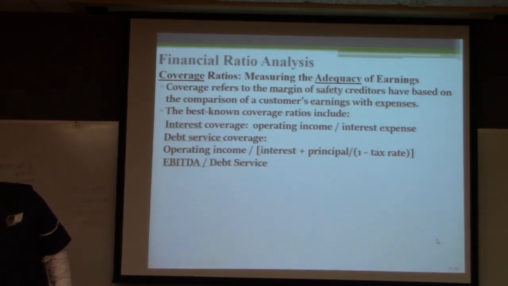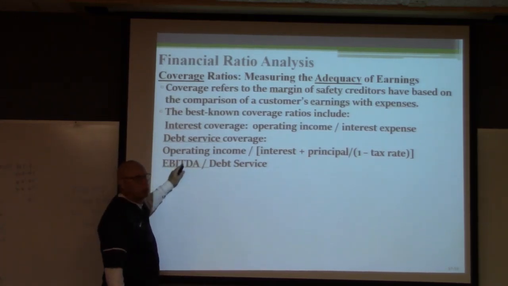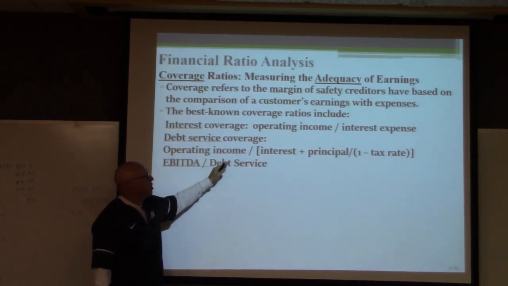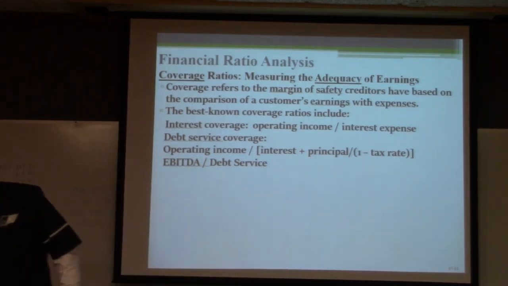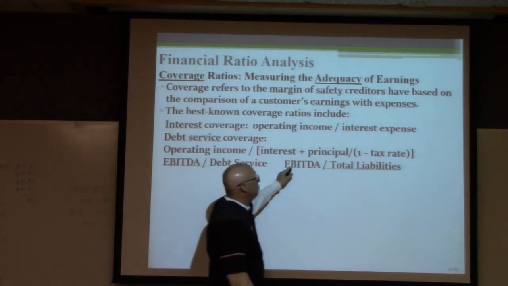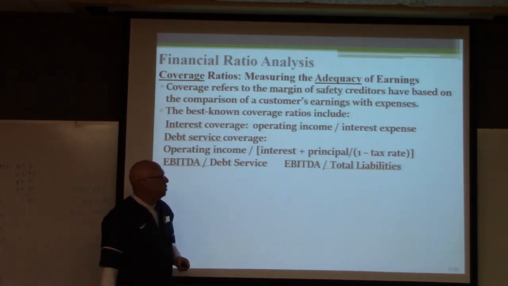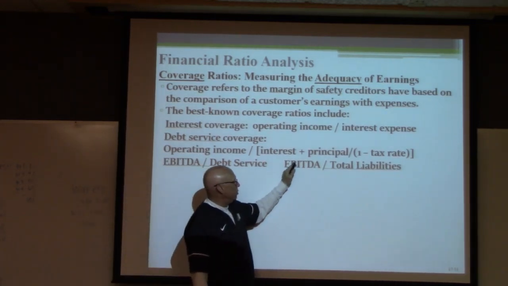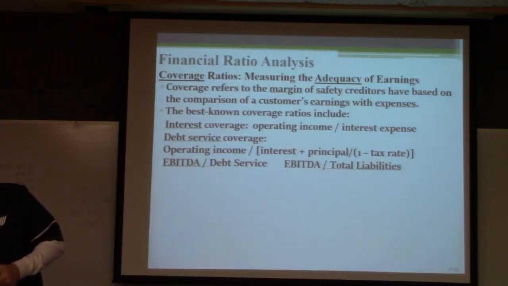All right, then there is the ratio of EBITDA to debt service, so that's operating income plus depreciation and amortization. And I think that's probably better than the debt service coverage, EBITDA to debt service. This is debt service, that's the payment. The ratio of EBITDA from the income statement to total liabilities is a ratio that a lot of analysts like to look at. And again, the higher this is compared to this, the more comfortable you are with debt.